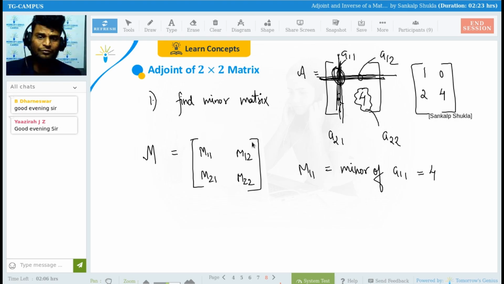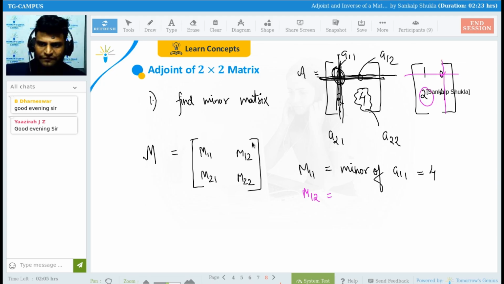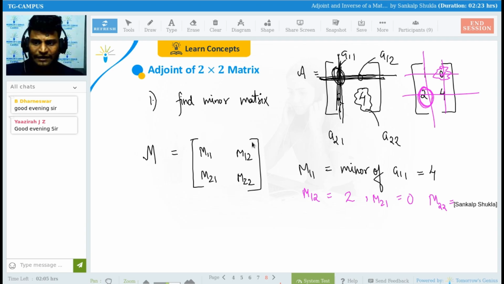Yes. Now I have to find the minor for this M12. I'll simply go to M12, just cancel the entire row and the entire column. What is the element that is left? 2. So yes, M12 is 2. Then again I can find M21. So I'll go to M21, I'll cancel the entire row, I'll cancel the entire column. What is the element that is remaining? 0. So yes, it is 0. And now M22. So I have to cancel the entire row, that is this row, and the entire column, that is this column. So 1 is left, that is 1.